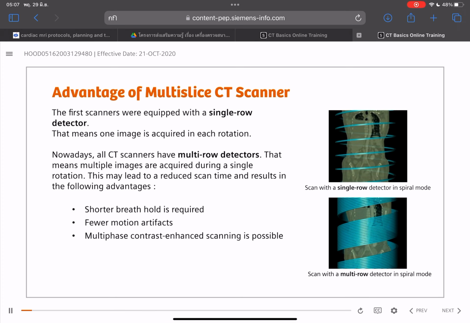The first scanners were equipped with a single-row detector. This means one image is acquired in each rotation. Nowadays, all CT scanners have multi-row detectors. That means multiple images are acquired during a single rotation. This may lead to a reduced scan time and results in the following advantages. A shorter breath hold is required, and fewer motion artifacts occur. Furthermore, multi-row detectors enable multi-phase contrast-enhanced scanning.